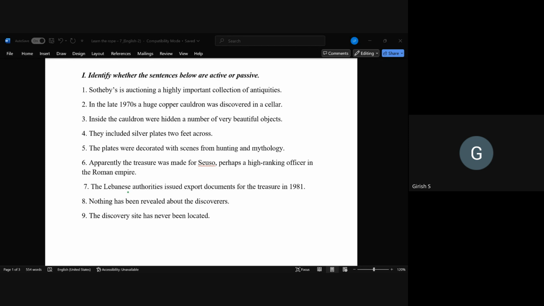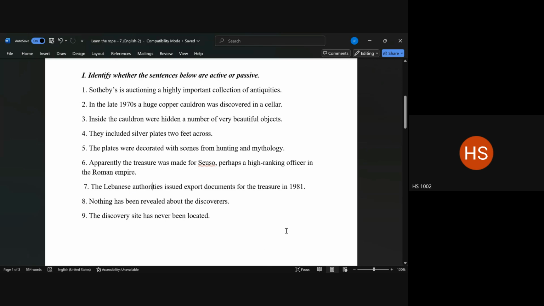Right. Now, next one, the discovery site has never been located. See, all these sentences are very similar in nature. So, is this passive or active?